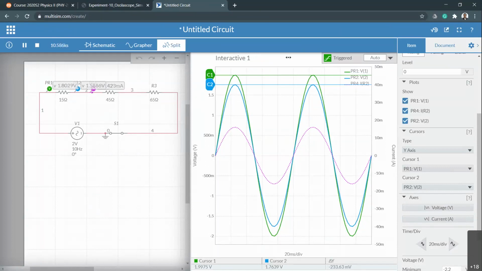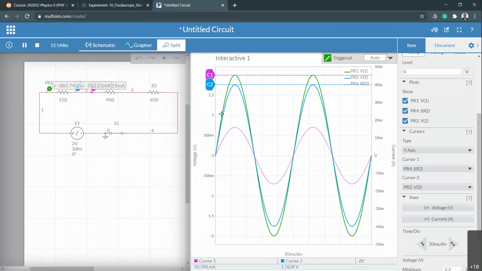And divide by the current. So the current value is actually this pink line, right? You can measure the maximum value just by bringing the cursor onto the maximum point, and that will tell you the maximum value, or you can change one of the cursors. I have only 2 cursors, okay? I can't have more than 2 cursors, which means I have to change one cursor here into current.